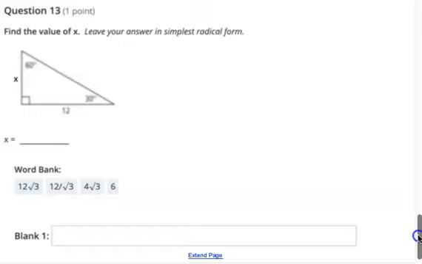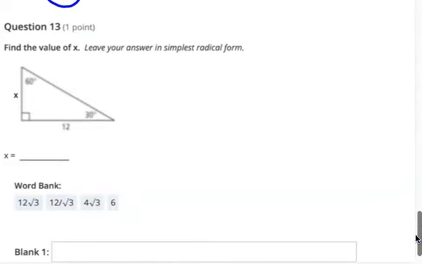Number 13. Find the value of x. So for this one, we are going the other way. This is the long leg. This is the short leg. I need to divide by square root of 3 instead of multiplying. So I know it's a little blurry, but this long leg is 12. So the short leg is 12 over the square root of 3, which is a trick answer right here.